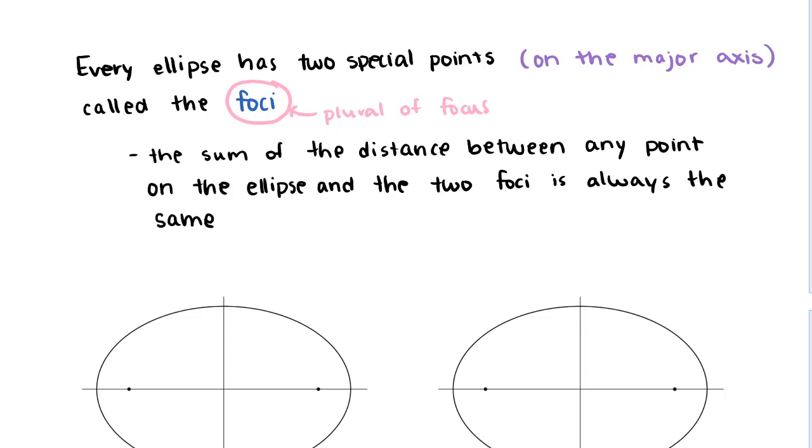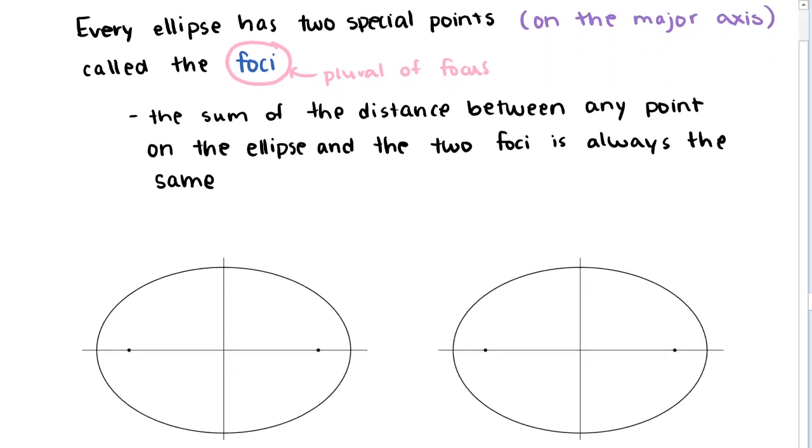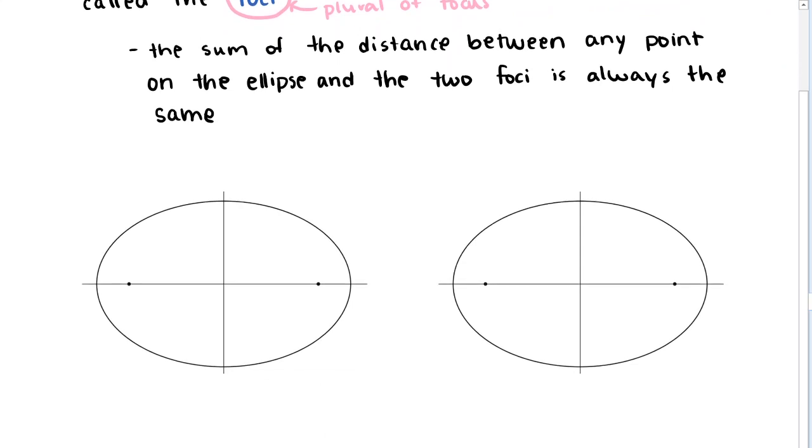And so what's special about these two points? Well, if we take any point on our ellipse and measure the distance between that point and these two foci, and add those distances together, we'll get the same amount no matter what point we started with on our ellipse. That's a pretty full definition, but let me illustrate here.